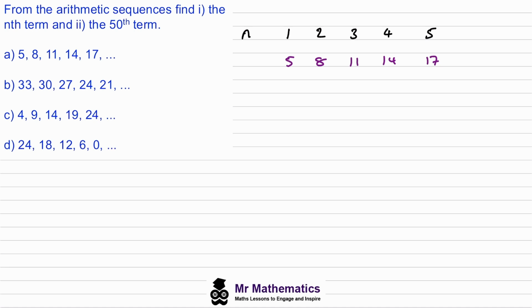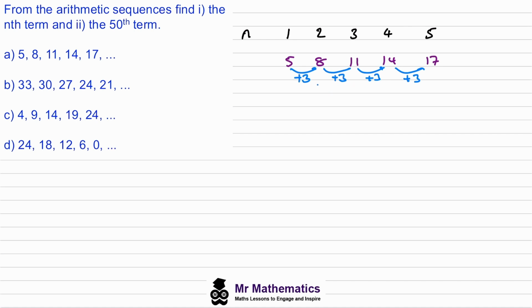And we begin by finding the common difference between each of these terms. So you can see that the difference between the 8 and the 5 is 3. 8 plus 3 gives us 11. And then the same, add 3. And then 14 add 3 gives us 17. So this positive 3 is the common difference.